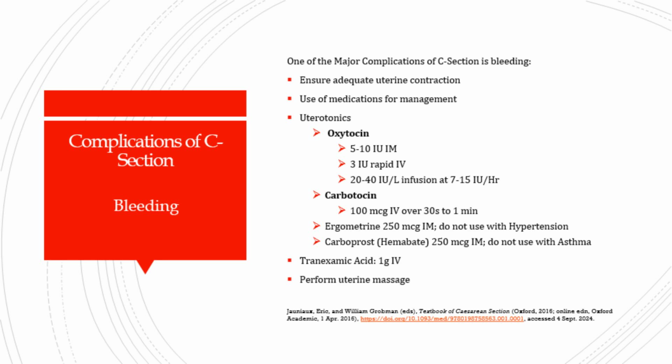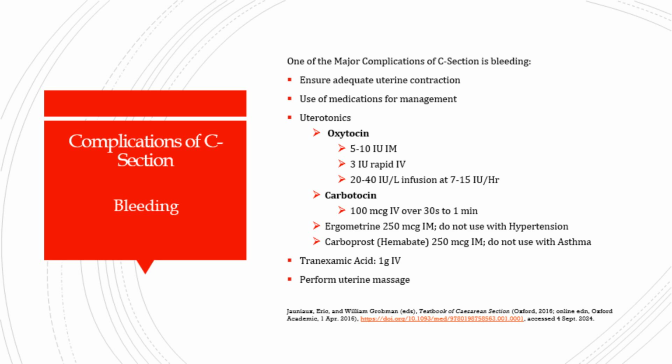If you are administering oxytocin IM, it should be in a 5 to 10 international unit dose. If you are administering a rapid IV dose, it should be 3 international units. Oxytocin can also be administered in an infusion of 20 to 40 international units per liter at a rate of 7 to 15 international units per hour.